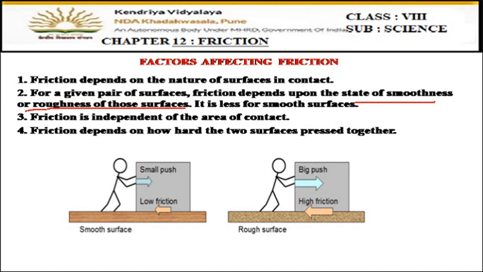Fine. So when we say nature of the surface, then friction depends on whether the surface is smooth or rough. If there is a rough surface, the friction will be more, because in case of a rough surface, if the surface is more rough, then what will happen? There will be more interlocking.